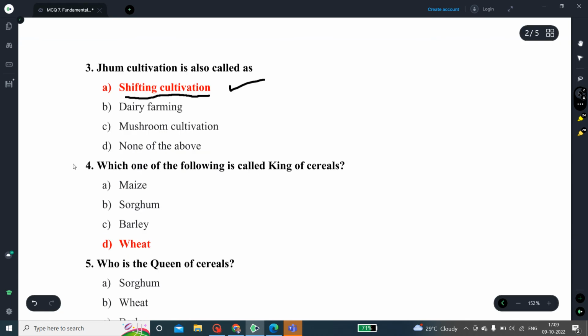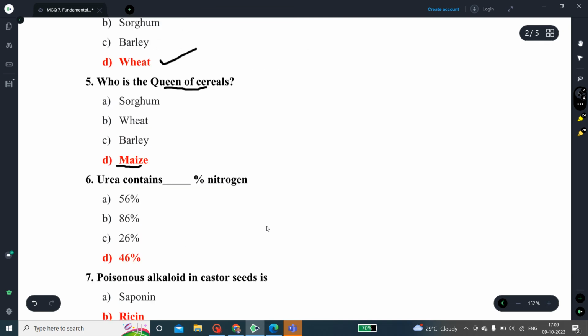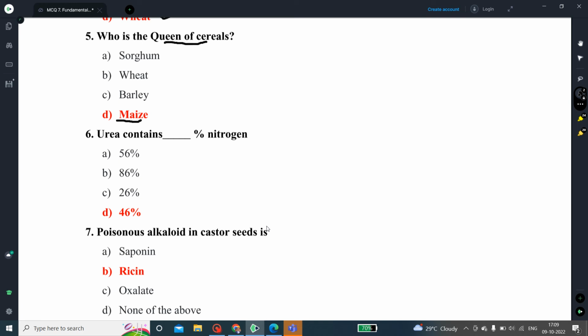And question number 4: which one of the following is called king of cereals? Wheat is the king of cereals, and this is the correct answer. And when you talk about the king, we have to tell about the queen of cereals. Among all the cereals and millets, maize is the queen of cereals. That is the correct answer.